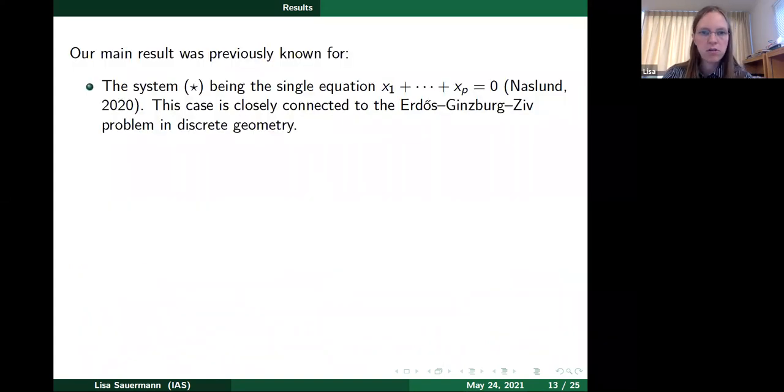Okay, and also some historic remarks. This main result here was previously known for the case where the system star is just the single equation x_1 plus and so on plus x_p equals 0. And that was solved by Naslund, where it appeared in the journal version in 2020, but on the arXiv it was already in early 2017. And this case is important because it's closely connected to the Erdős–Ginzburg–Ziv problem in discrete geometry, and that motivated Naslund to study this problem for this particular equation.